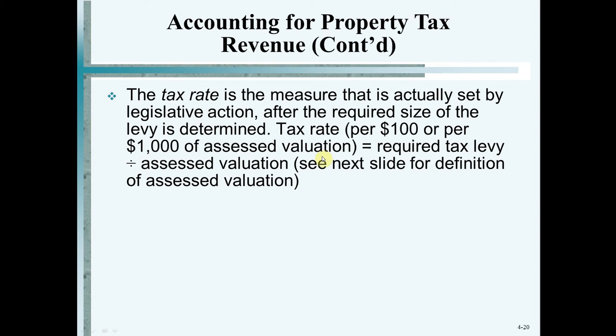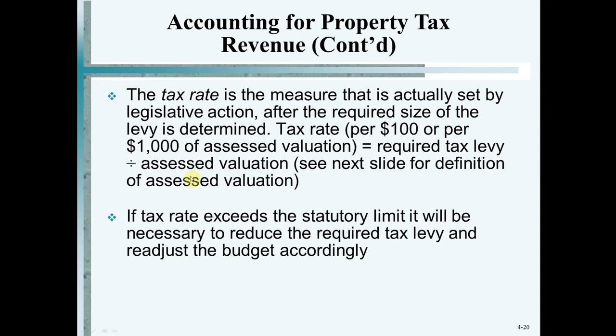The tax rate is the measure that is actually set by legislative action after the required size of the levy is determined. Tax rate per $100 or per $1,000 of assessed valuation equals required tax levy divided by assessed valuation, which we just talked about. If the tax rate exceeds the statutory limit, it will be necessary to reduce the required tax levy and readjust the budget accordingly. A lot of times there's a statutory limit for specific taxes, and the government can't exceed that without passing new law. So they would have to reevaluate their budget rather than actually raising the tax rate to that new level.